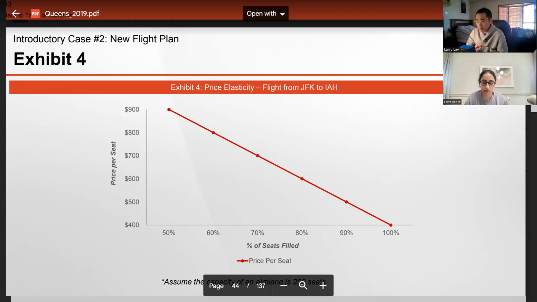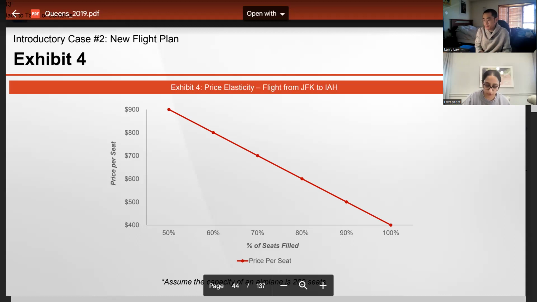That would be about 130 seats multiplied by $800. More like 120. Yes, 120. Okay, I would multiply 120 by 800. That would be a total of $96,000.